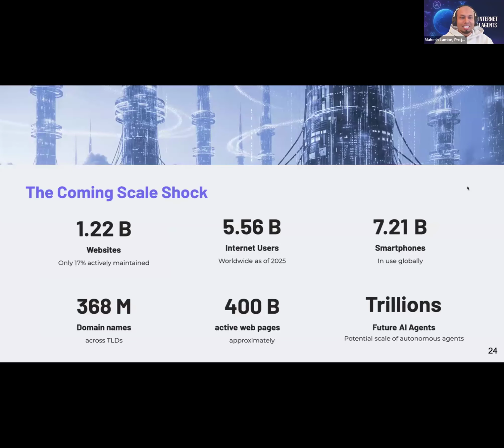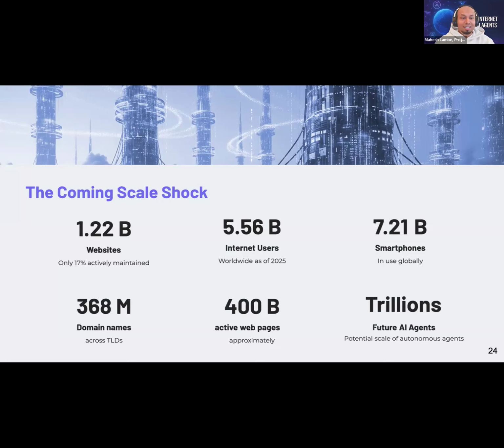So this is a scale shock, right? When we put out the term trillions of AI agents, everybody's definition of AI agent differs. But if you look at this stack, we currently have almost 1.2 billion websites, but out of those websites, only 70% are actively maintained, and the rest are digital ghosts. They are more static, idle, or forgotten in a way.